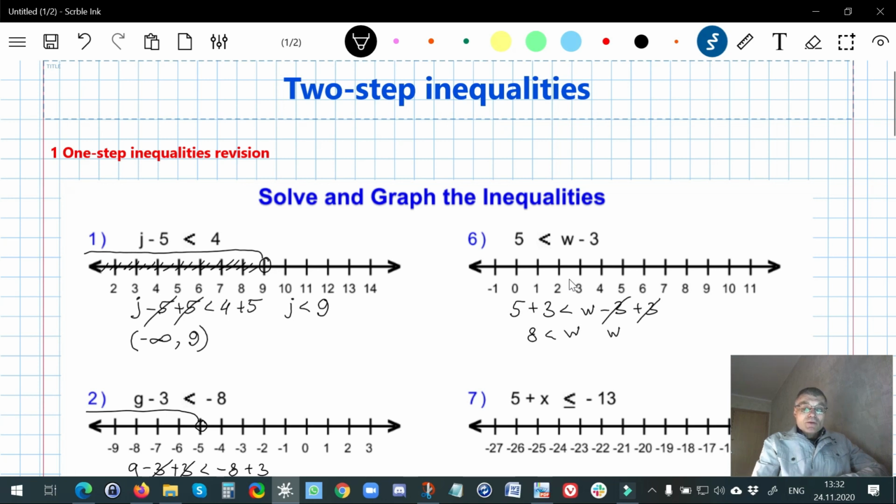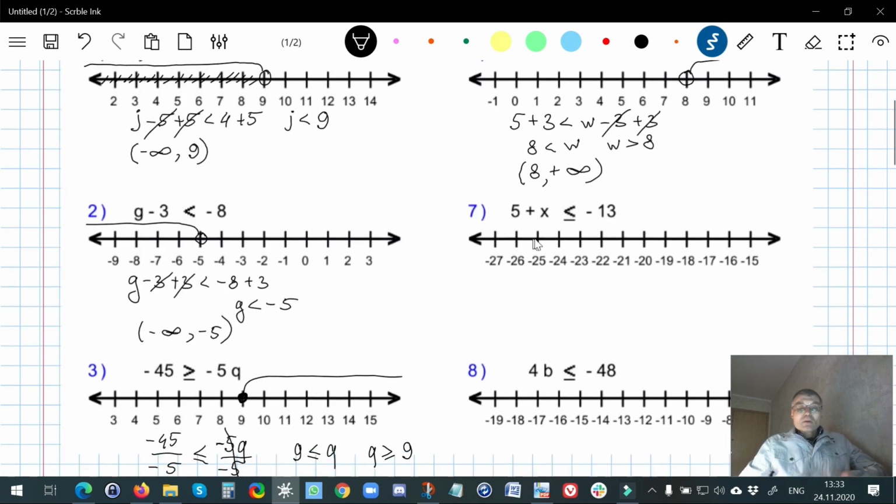Actually, usually we rewrite it as 8 is greater than w, but both forms are acceptable. And finally, set builder notation, good, interval notation. And this gives us, starting from 8 to positive infinity, always, both sides are open, and to graph it, I do like that. Well, number 7 is the same.